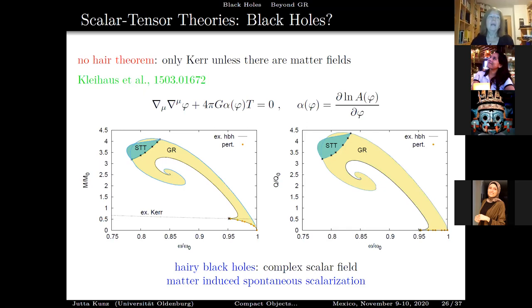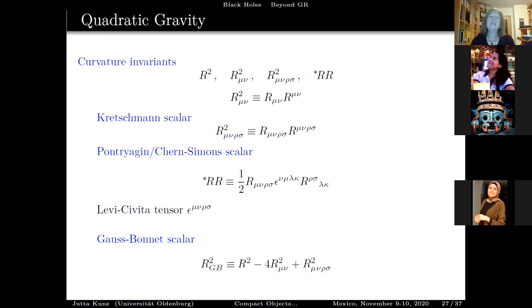The question is whether one wants to do that. It might be somewhat contrived to have a gravitational scalar field and, in addition, a complex scalar field, but it's possible. But for these simple scalar-tensor theories, we have no other possibility. So nothing else for matter-induced spontaneous scalarization. Of course, we can take a Proca field.